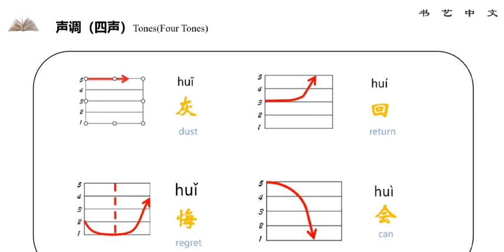Picture 1. The red arrow is on the 5th line. It is the first tone. Read after me. Hui. In the second picture, we can see the red arrow goes from the 3rd line to the 5th line. It is the second tone. Read after me. Hui.